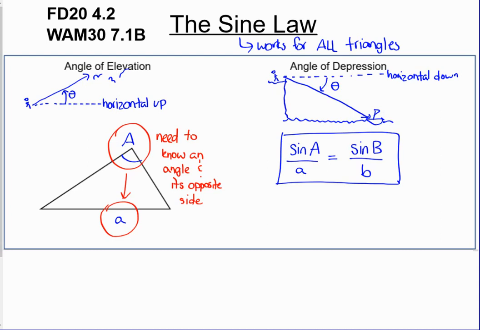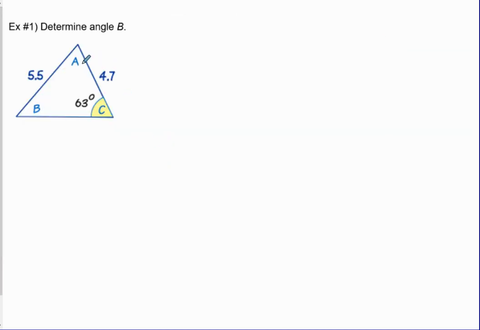Okay, let's use some sine law. So for our first example, we are determining angle B. So the first thing that I'll usually do is if I don't have a picture, I'll draw it. And if I do have a drawing, I will label it. So we draw and label. Okay, so here's triangle ABC. I'm looking for angle B. I have B's side. Here's angle C, and I have C's side.